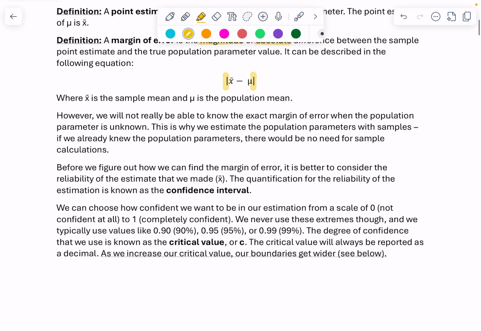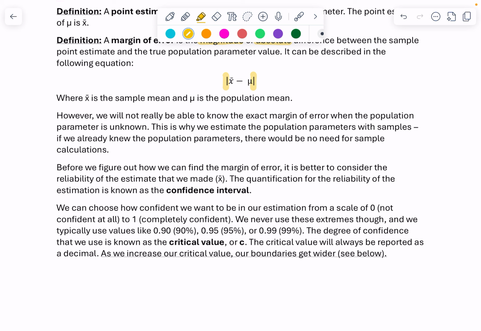And that statistical technique is going to be the confidence interval. And that confidence interval is going to be talking about, instead of looking at what the population parameter is going to be, how reliable our estimate for the sample mean is going to be.